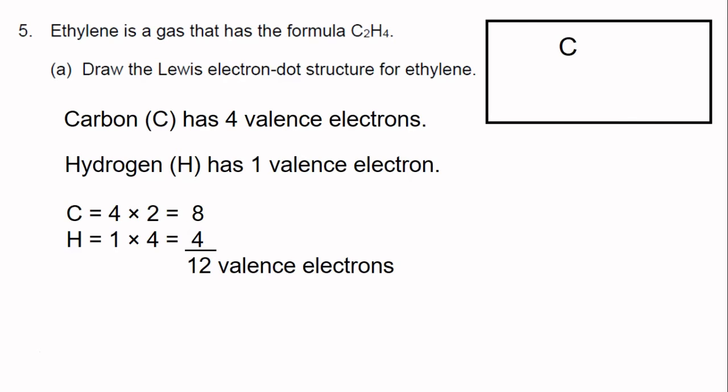Let's start with 2 carbons, and let's put 2 hydrogens on each carbon and connect them with single bonds. So I've already used up 2, 4, 6, 8, 10 electrons. My final 2 electrons, I'm not going to split them up on each carbon because I want a complete octet for each carbon. I'm not going to put a lone pair on the left or on the right. We're going to go ahead and make a double bond. So there is the Lewis electron dot structure for ethylene, C2H4.